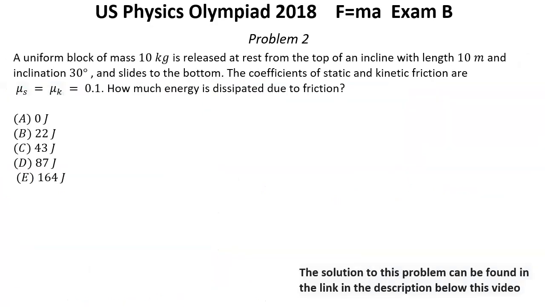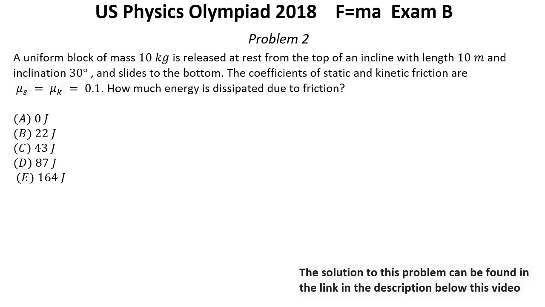Problem number 2. A uniform block of mass 10 kg is released at rest from the top of an incline with a length of 10 meters and an inclination of 30 degrees, and slides to the bottom. The coefficients of static and kinetic friction are mu static equals mu kinetic equals 0.1. How much energy is dissipated due to friction?